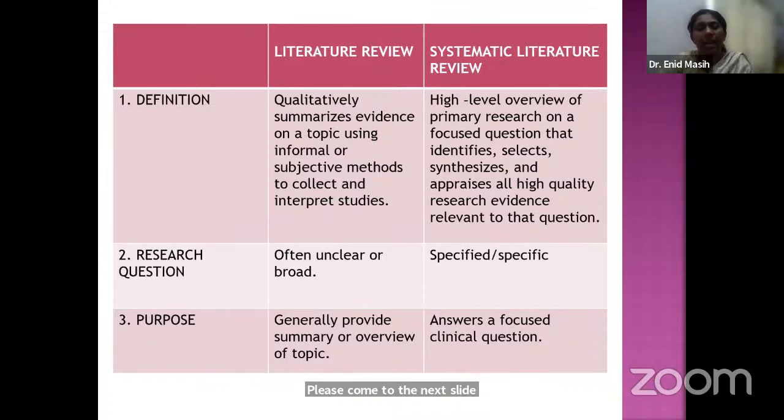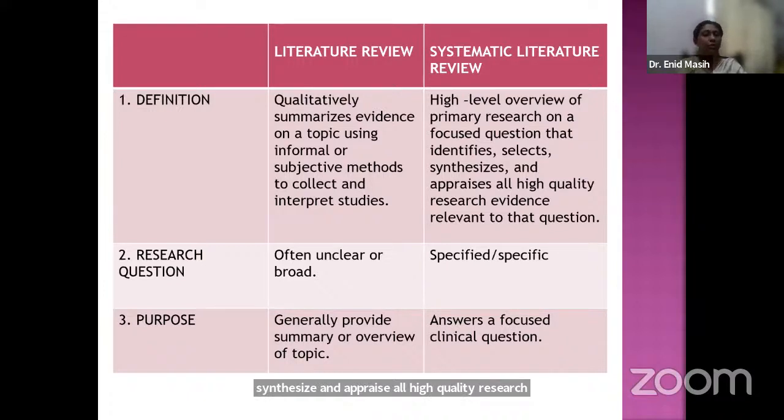So by here, I have just concluded the whole difference between a literature review and a systematic literature review. This literature review is basically a traditional one. If you look at the definition, it qualitatively summarizes evidence on a topic using informal or subjective methods to collect and interpret data. A systematic review is a high-level overview of primary research on a focused question that identifies, selects, synthesizes and appraises all high-quality research evidence related to that question.